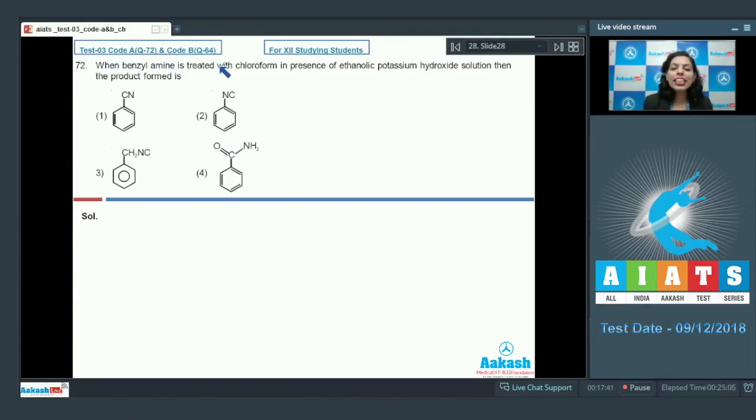When benzylamine is treated with chloroform in the presence of ethanolic potassium hydroxide solution, then the product formed is. Just identify which reaction it is. This is the simple reaction when benzylamine is reacting with chloroform in the presence of ethanolic potassium hydroxide. This is simply the carbylamine reaction.